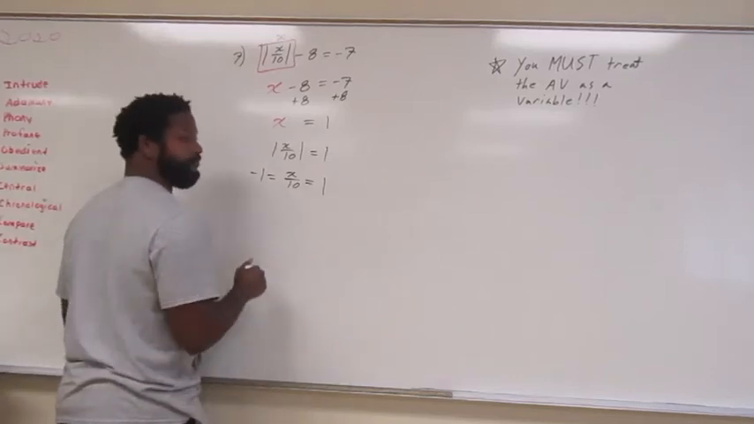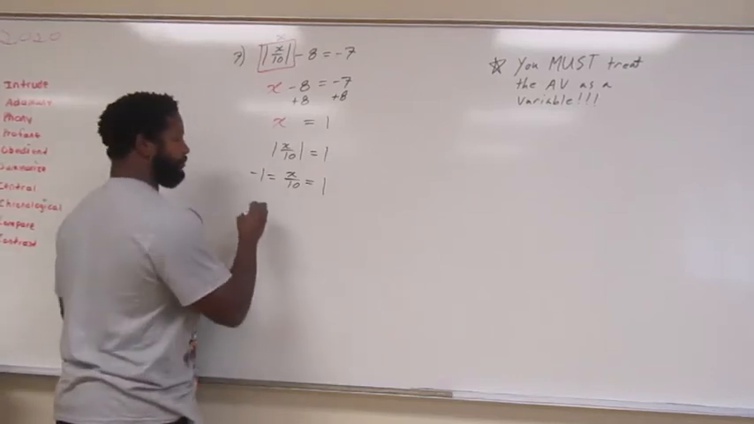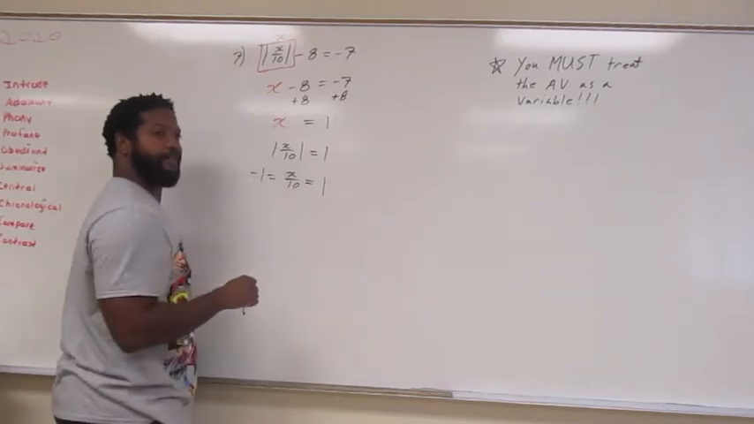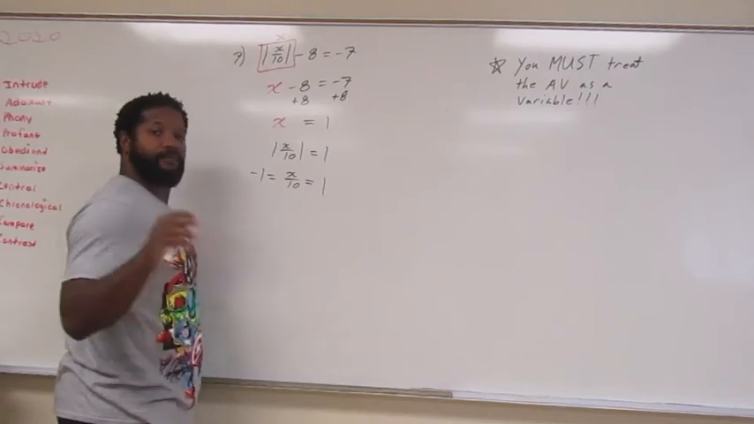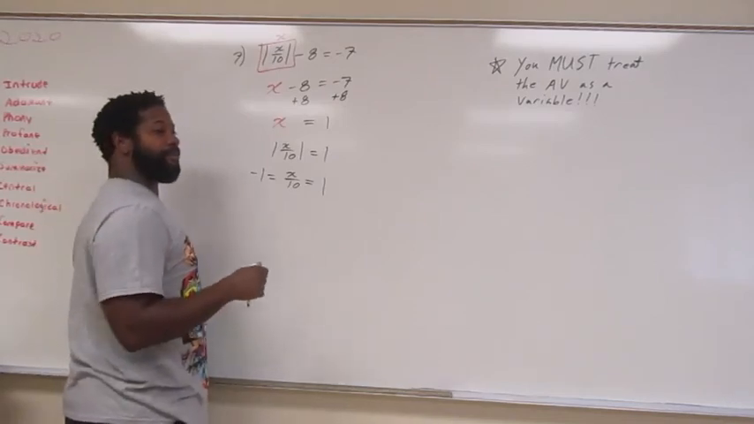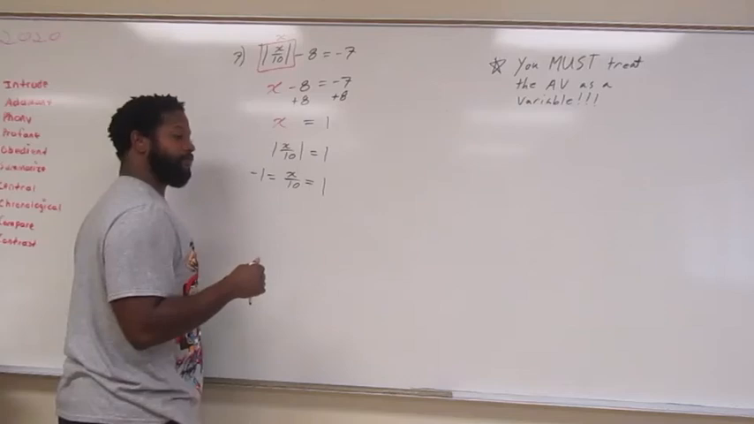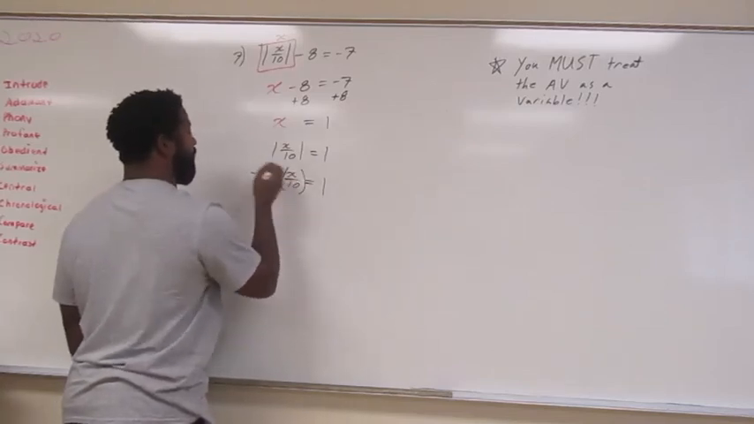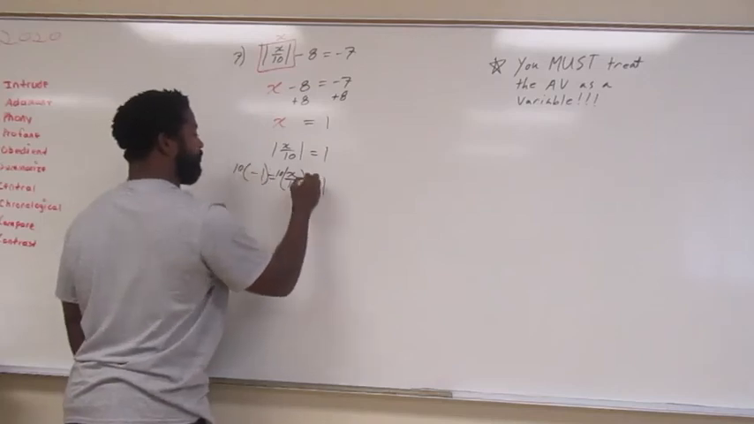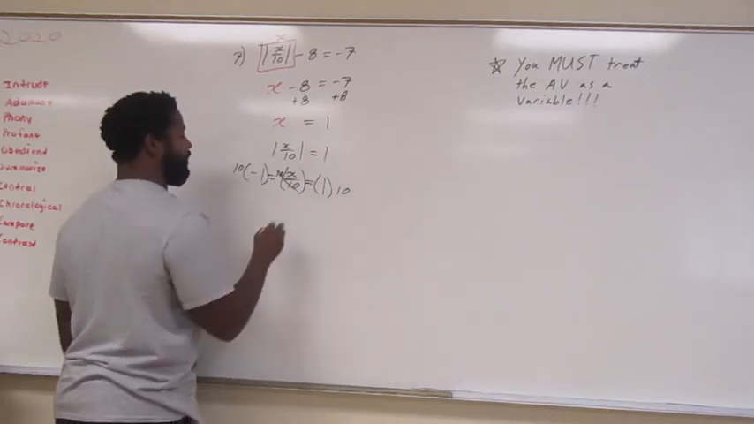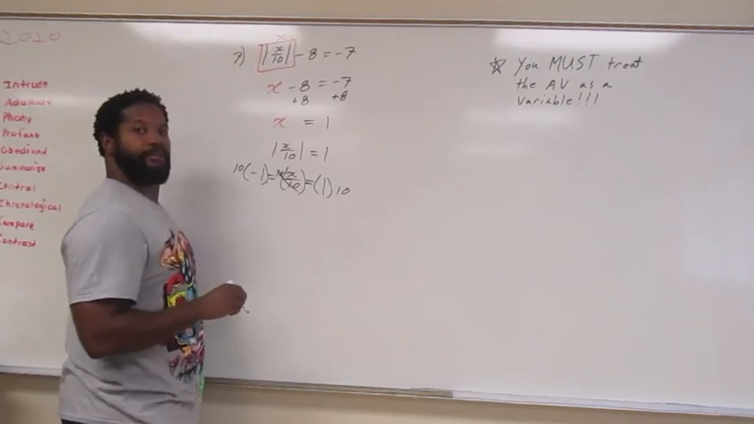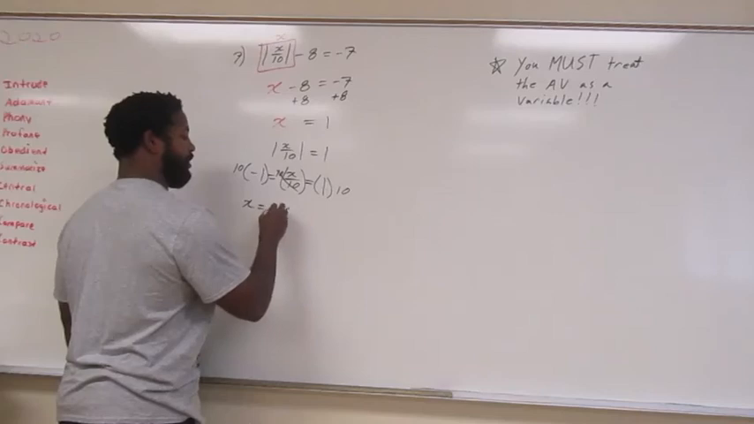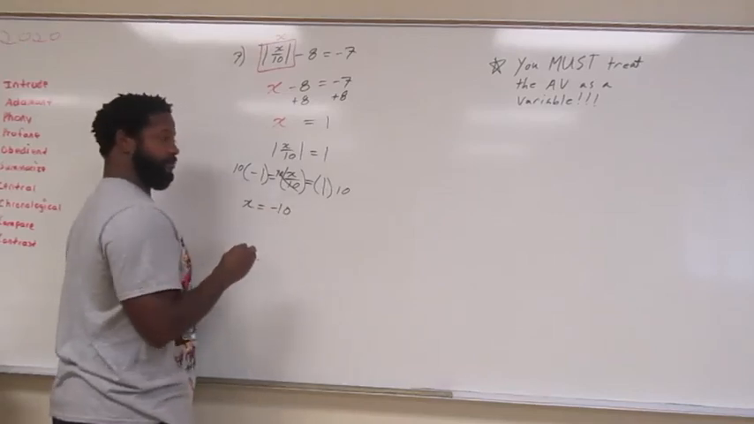Solve. x over 10 is equal to 1. What's happening with this x and the 10? We divide them. So what's the opposite of division? Multiplication. So we multiply the 10 on both sides, and they cancel out. What's our answer? x equals negative 10 and positive 10.